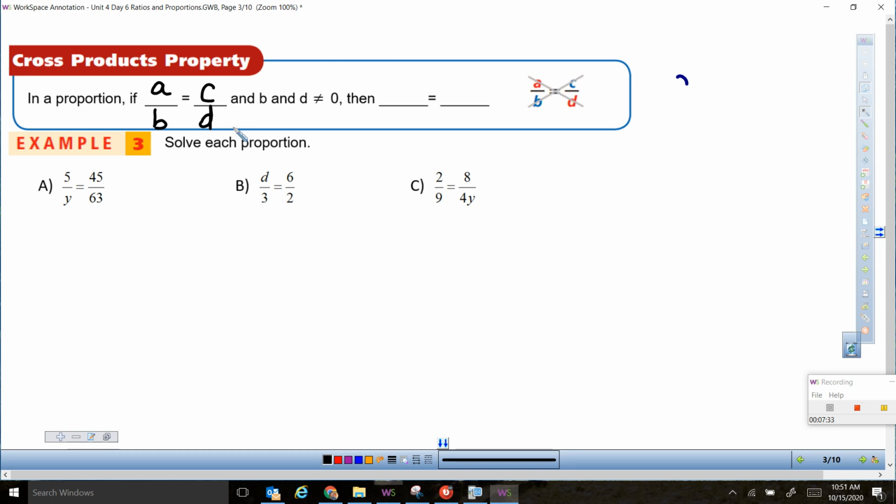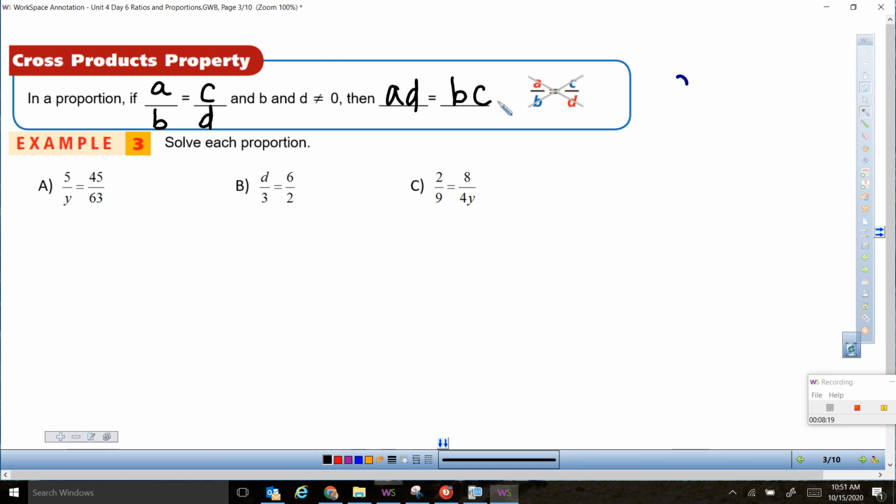So you cannot divide by 0. So the two bottom numbers can't be 0. Then, here's how you solve a proportion. You multiply the diagonal. So this would be A times D, and we write that as AD. And when I multiply the second diagonal, B times C, we write that as BC. So to solve a proportion, you find those cross products, and you set them equal. So we'll have some examples where we are going to solve these proportions.